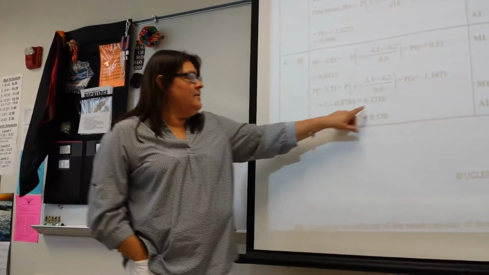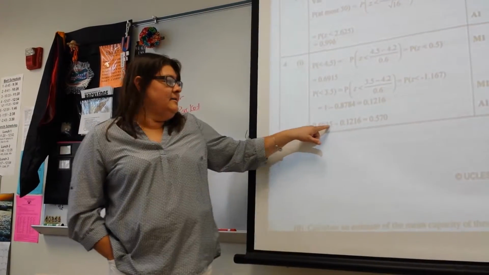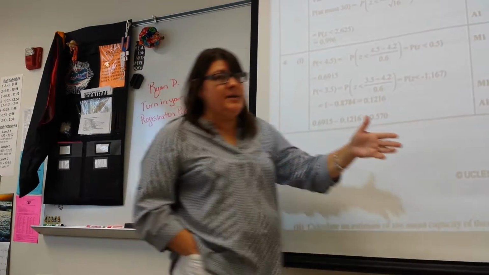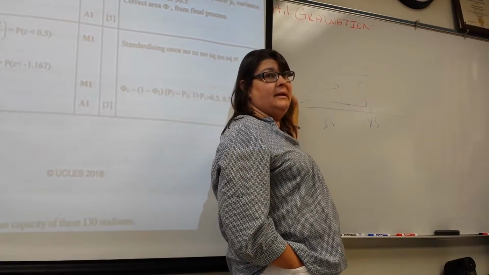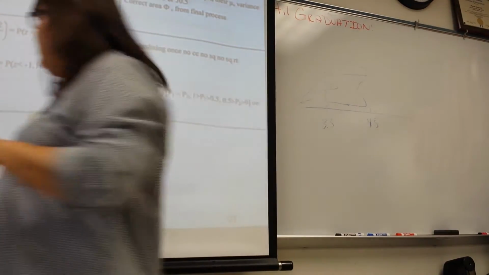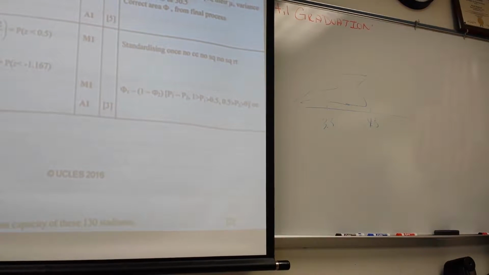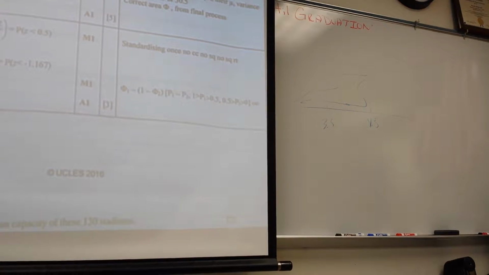All right, so is everybody good with this? Now, why is this happening? That's where I drew it over here earlier. So it's this whole thing minus what we just found, which is what's left over in between. Is everybody seeing that? So less than negative 1.167 is the same as less than 3.5. And if you subtract it from 1, then you're getting greater than 3.5. And then we did that for 0.1216. And then you do the other one, minus that, and you're just going to be left with the stuff in the middle, which is what we want. Is everybody good with that?